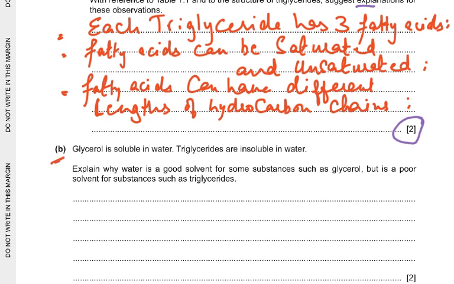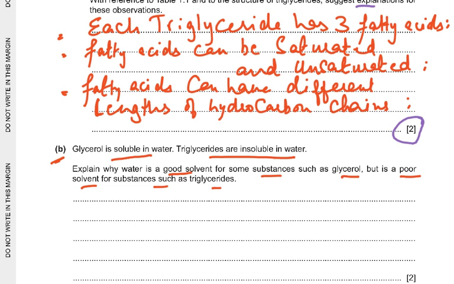Then coming to the B part of the question, glycerol is soluble in water, triglycerides are insoluble in water. Explain why water is a good solvent for some substances such as glycerol, but is a poor solvent for substances such as triglyceride. Now this is a question on the water chapter. What is water? Water is a dipolar molecule. It is a polar molecule or dipolar. Even if you said water is a dipole, I would give you a mark for that. Then water can form hydrogen bonds with polar substances or with glycerol.